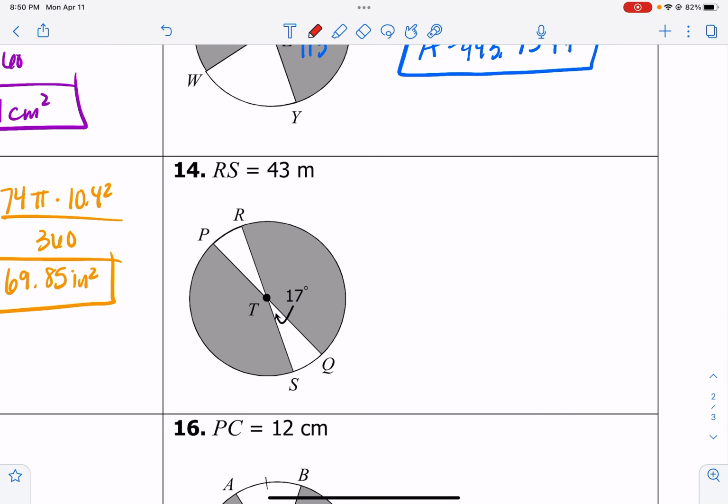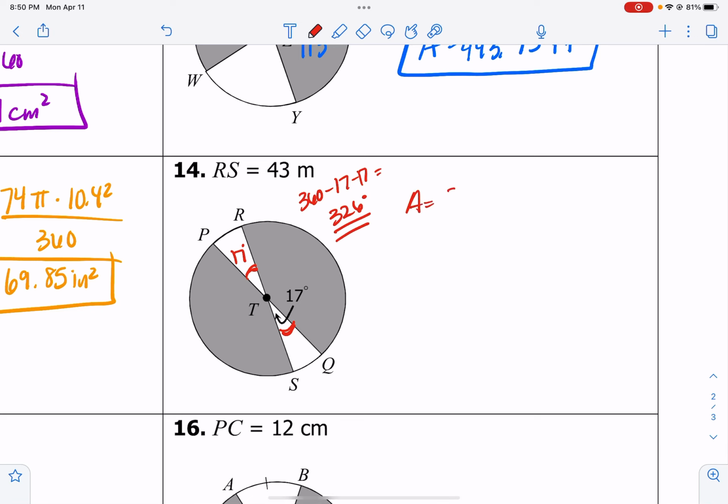Okay, now number 14 does it backwards. Not only are we not given the angle we need, but I'm going to shade most of it. So the easiest way for me to do this is 17 and this is 17. So that's 360 minus 17 minus 17, which is 326 degrees. That's how much of a circle I'm gonna shade.